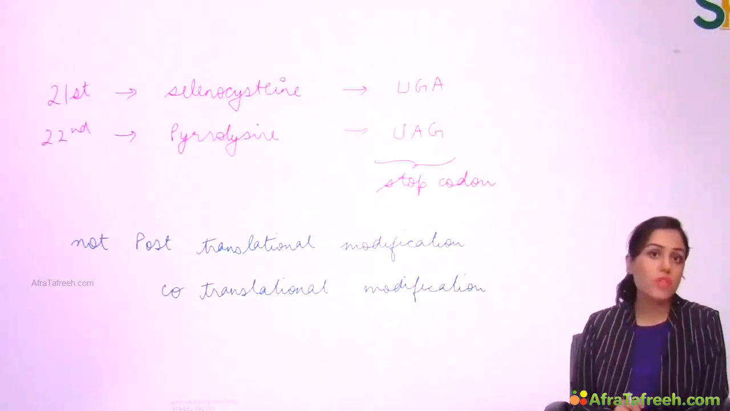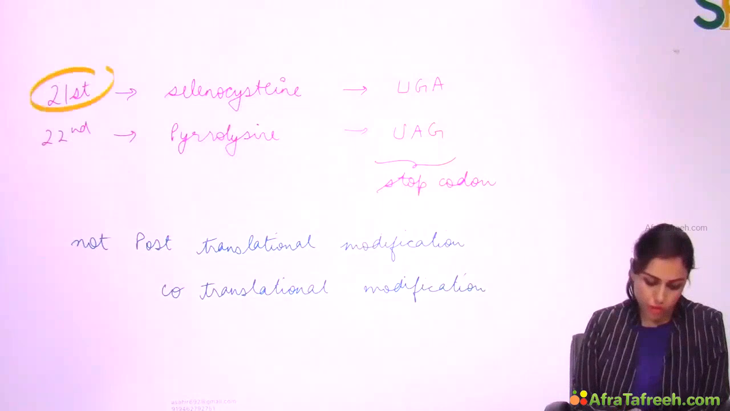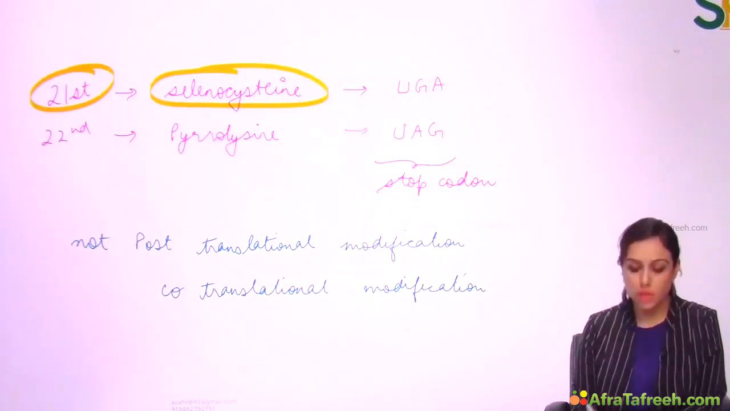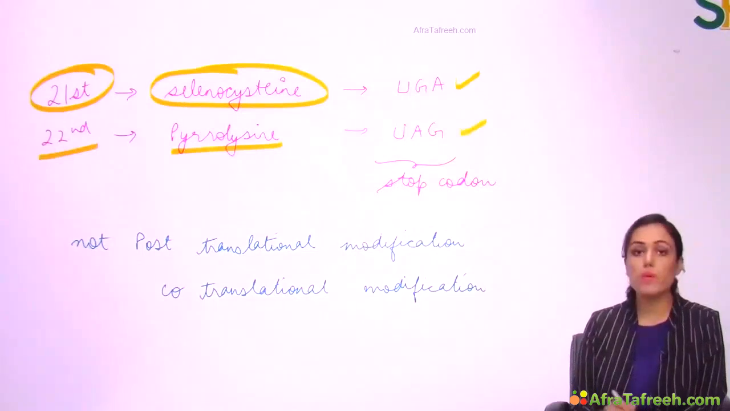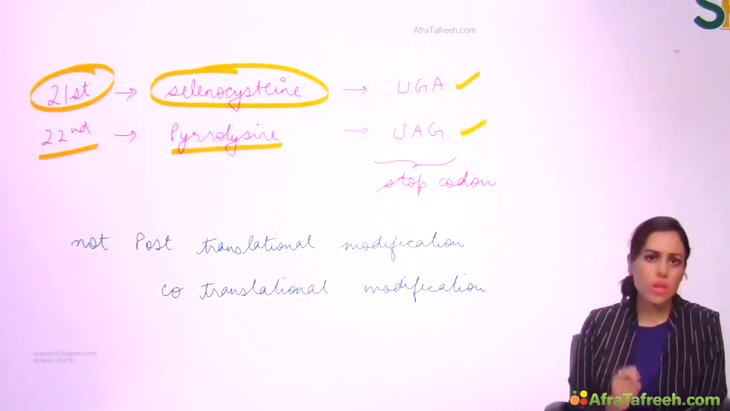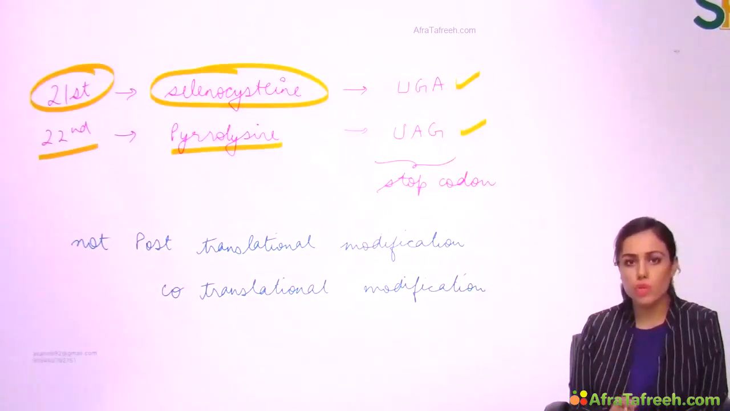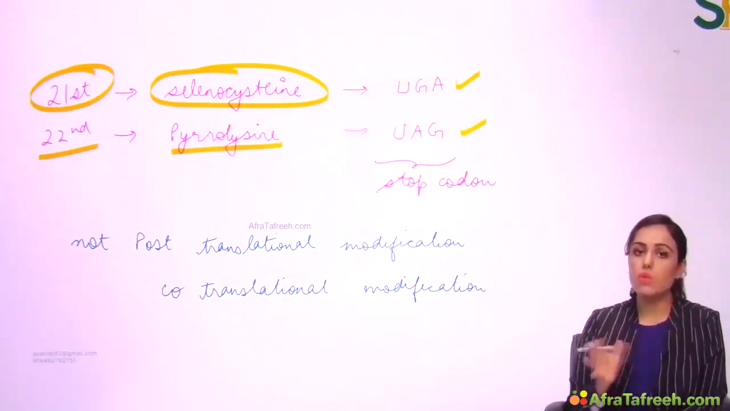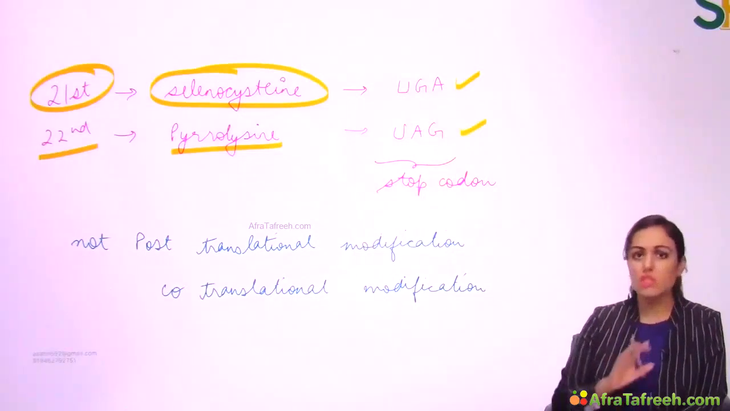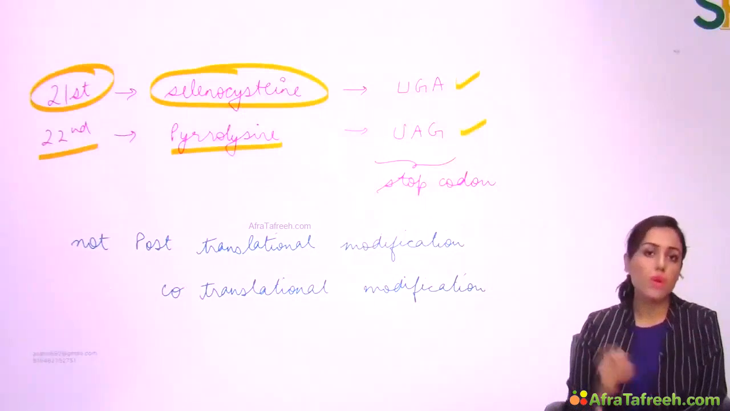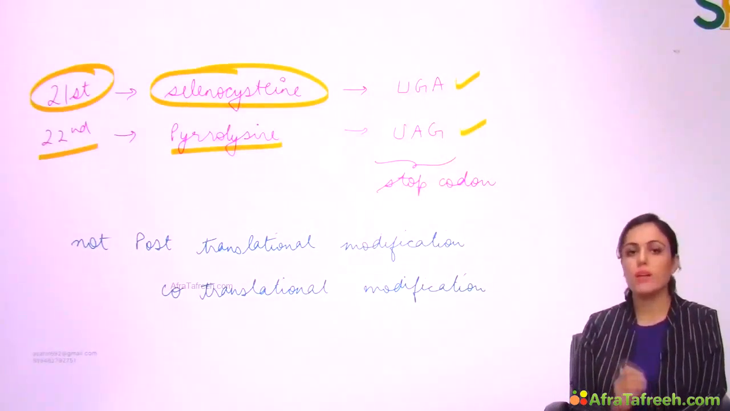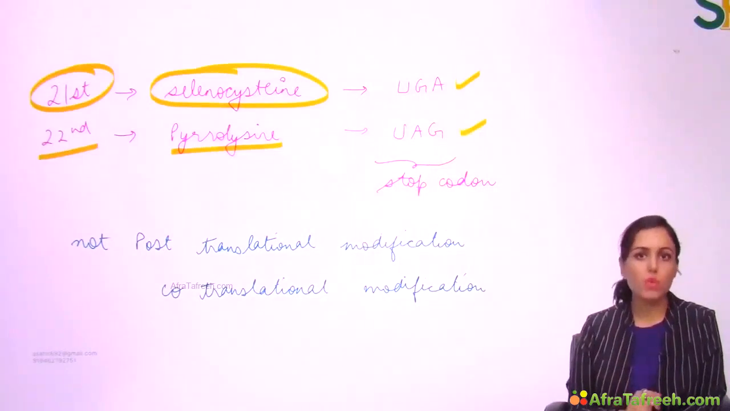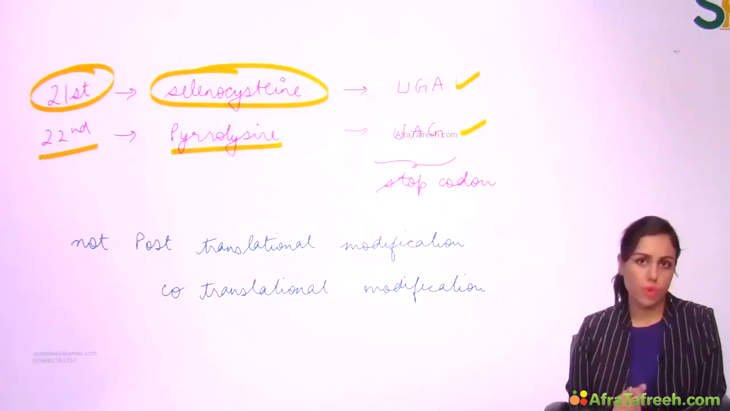Now let's do the 21st and 22nd amino acids also. The 21st is selenocysteine, given by codon UGA. The 22nd is pyrrolysine, given by codon UAG. You know that both of these are stop codons. Stop codons generally mean they do not code for any amino acid. But now you can see this as an exception, that stop codons can give rise to two amino acids, the 21st and 22nd, by some modification of the stop codon, right?